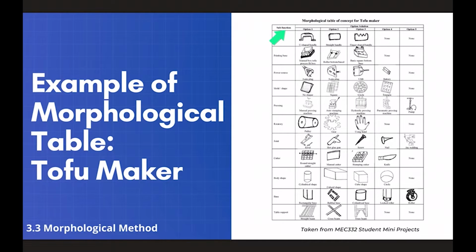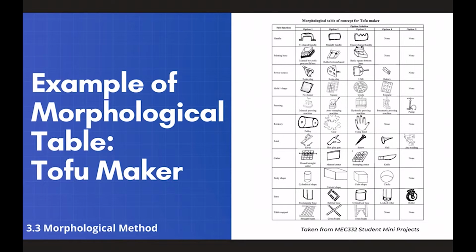If you have done your functional decomposition, it means that you already have the list of sub-functions, so you have saved your time finding them. But if you didn't do the functional decomposition, then you have to find your list of sub-functions. So it is advisable to do your functional decomposition first before you start with your morphological table.